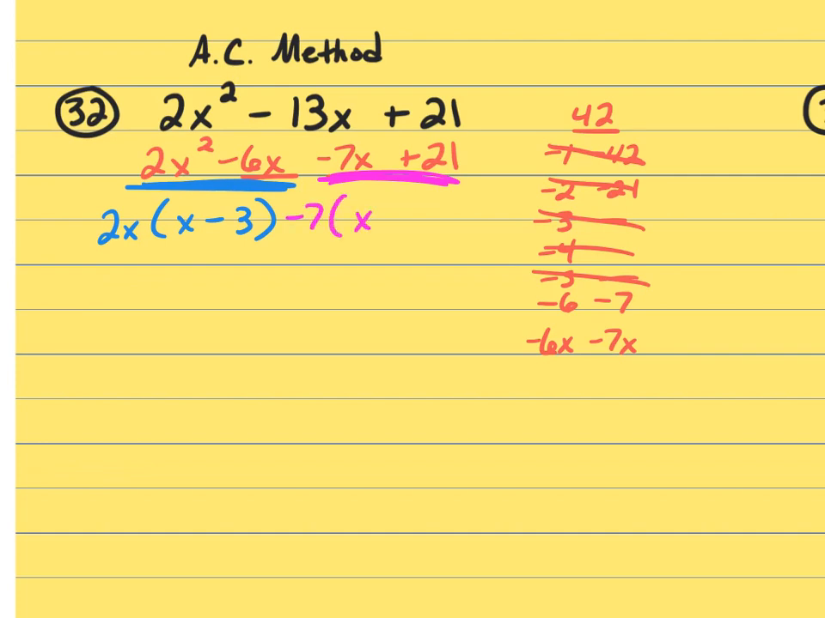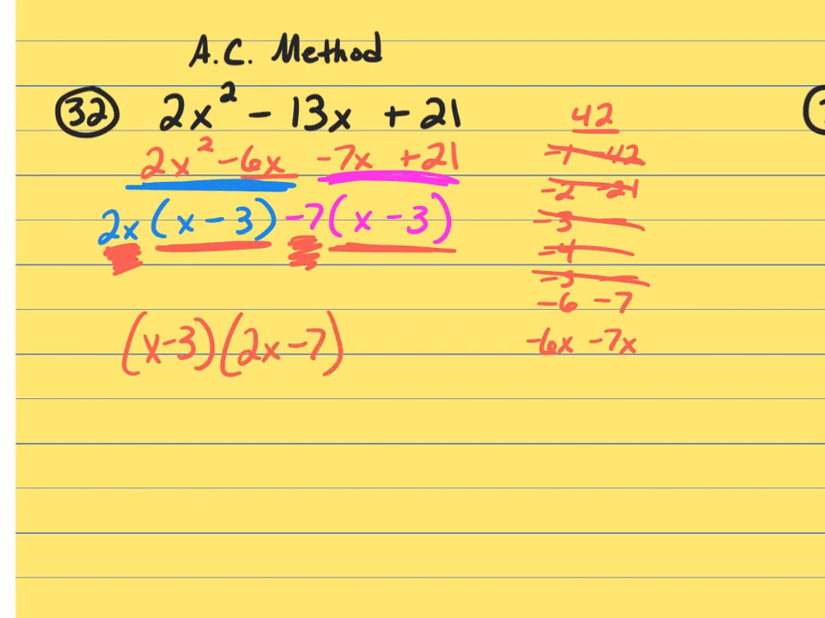And negative 7 times x gives me negative 7x, and negative 7 times negative 3 gives me the positive 21. So now I got the same parentheses on both sides, so I know I'm going to get this one right. My x minus 3 is on both sides, so I'm going to take that out. And my other binomial, 2x minus 7, is my other answer.